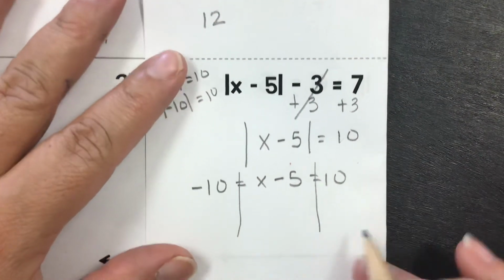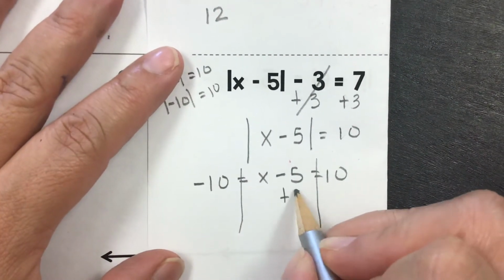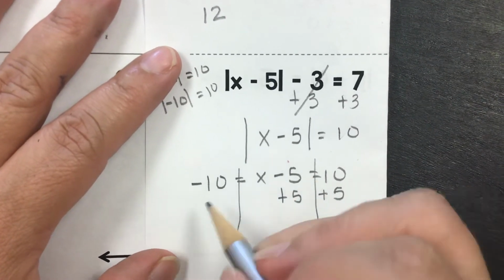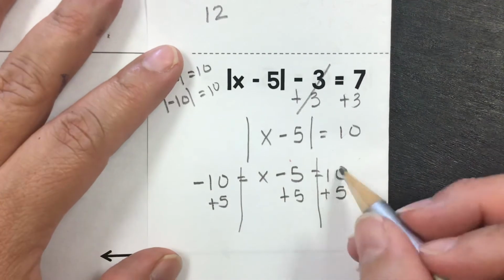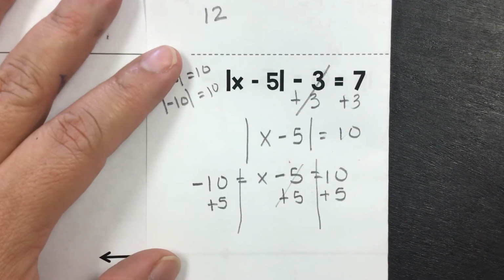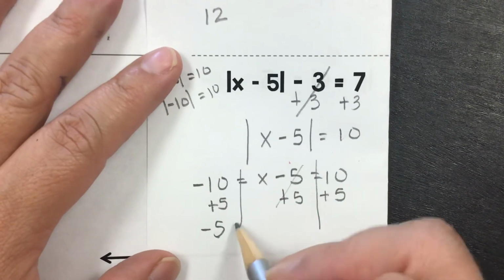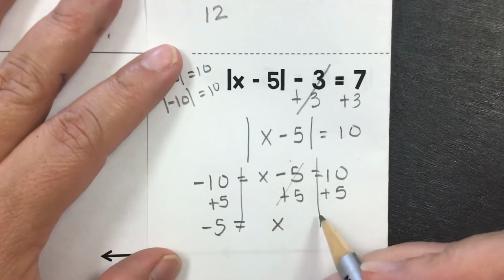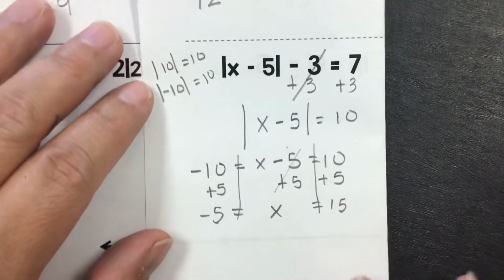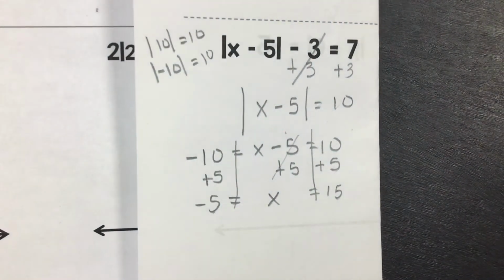Okay, now how do you solve this? We're going to add 5, and I think everybody's okay with adding 5 to the right. But we also write 5 to the left. Negative 10 plus 5 is a negative 5. That equals x, and that equals 15. So those are your 2 answers.